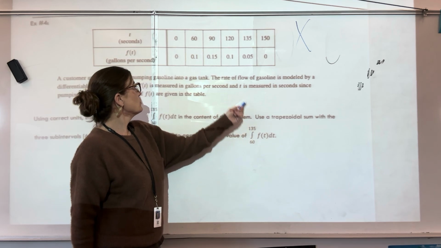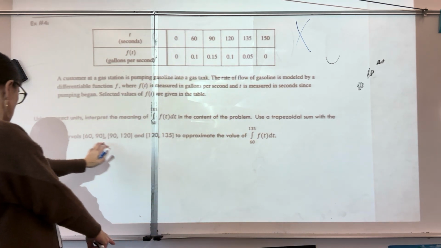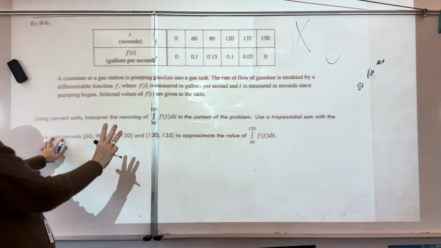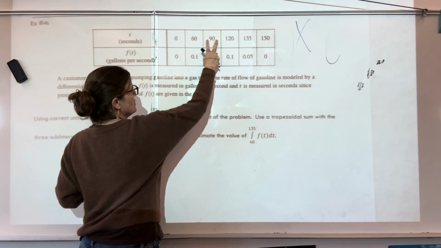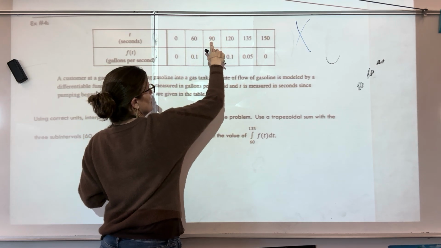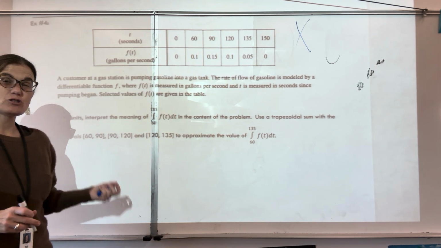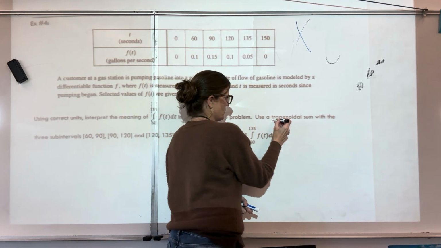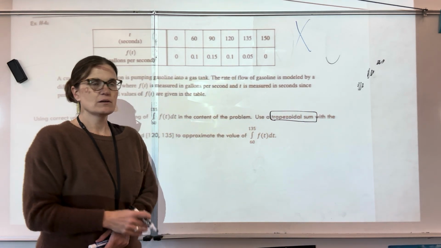So we're looking at these, and it did tell you 3 subintervals. So going from 60 to 90, 90 to 120, and 120 to 135. So widths are going to be 30, 30, and 15. And then because it's a trapezoid, you have to use the trapezoidal sum instead of base times height, base times height, base times height.